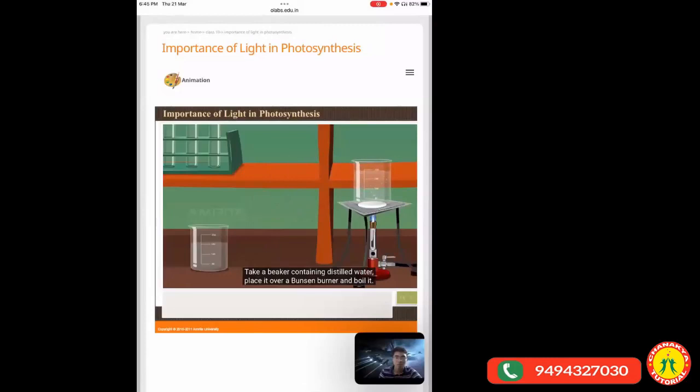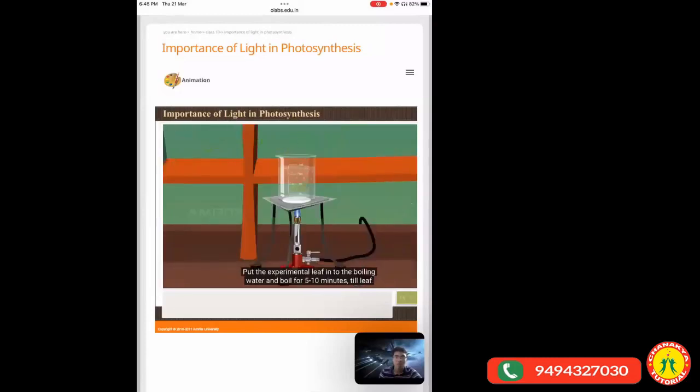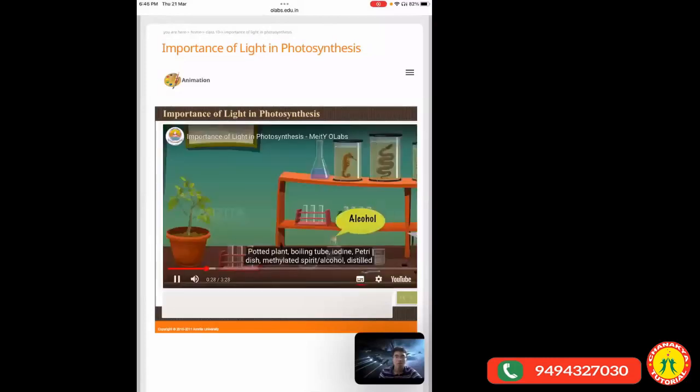Take a beaker containing distilled water, place it over a Bunsen burner and boil it. Put the experimental leaf into the boiling water and boil for 5 to 10 minutes.